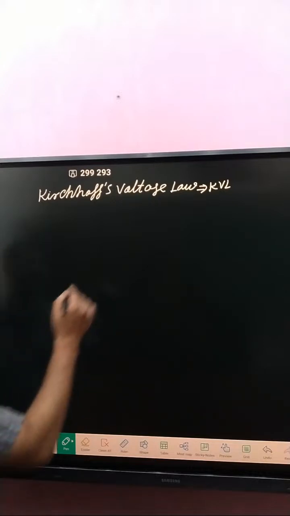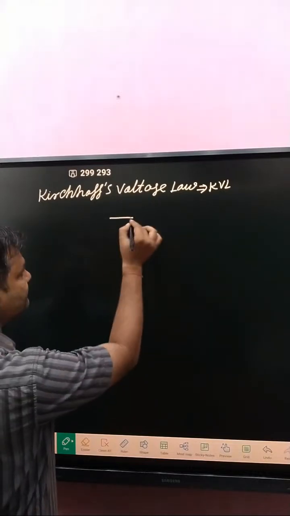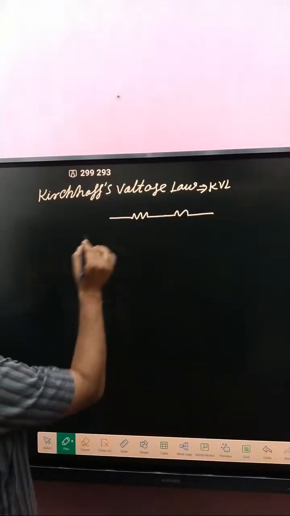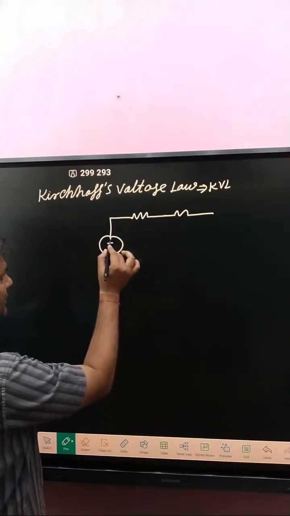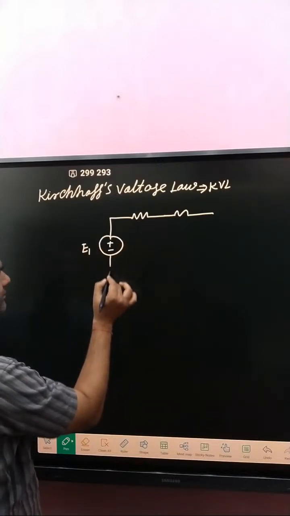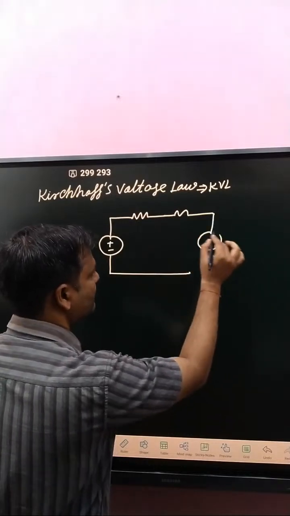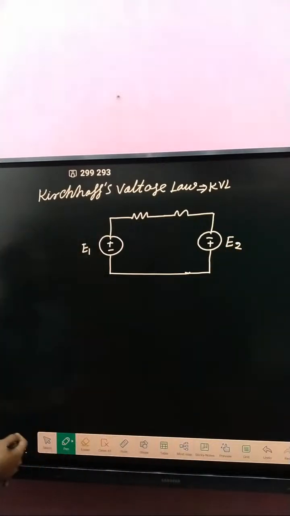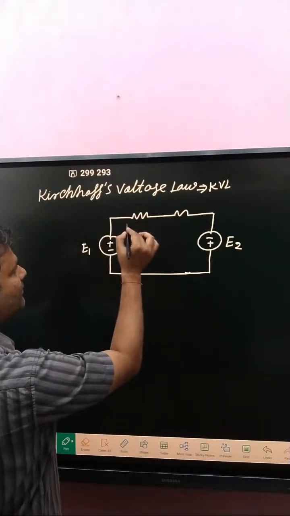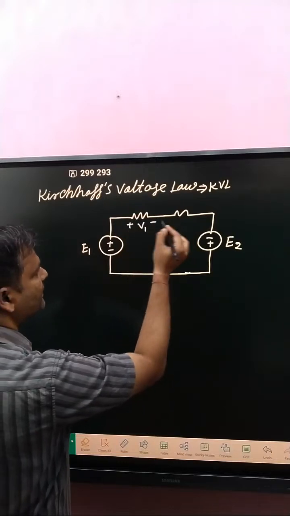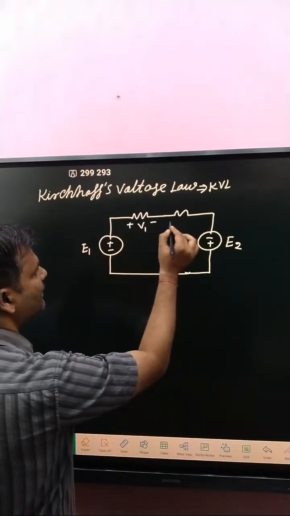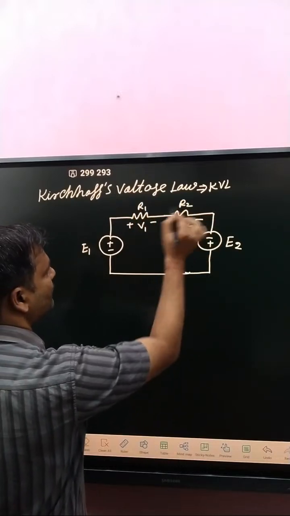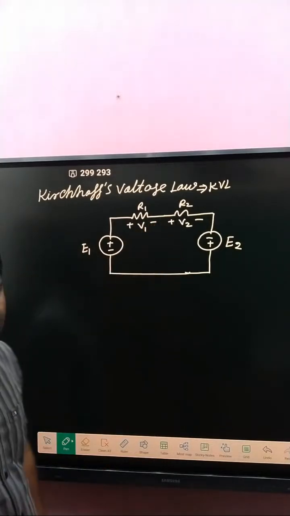What about Kirchhoff's voltage law? Suppose that here is resistance R1, here R2, and here E1, and here E2, like that one. What about voltage? Here voltage V1, here voltage V2, corresponding to the voltage drops across R1 and R2, that is V1 and V2.